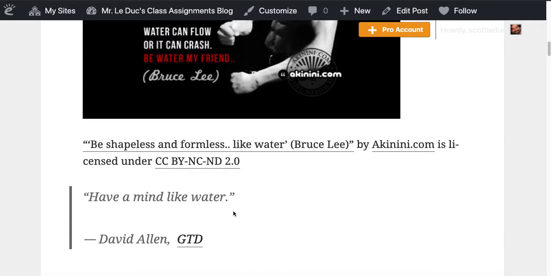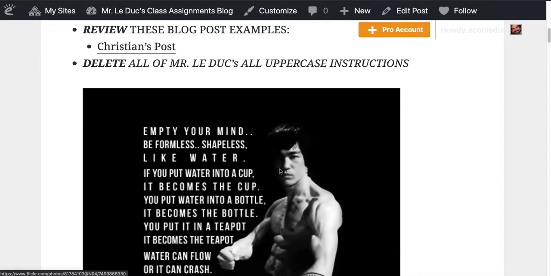All right. And again, a reminder: if you put your own image, cite your source properly. And the link up here shows you how to do that.